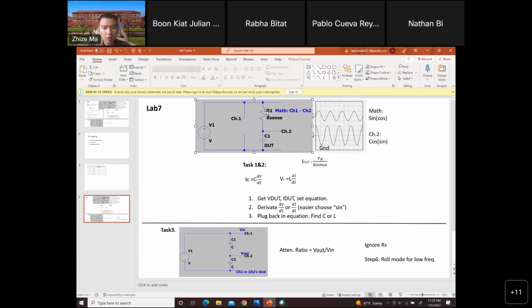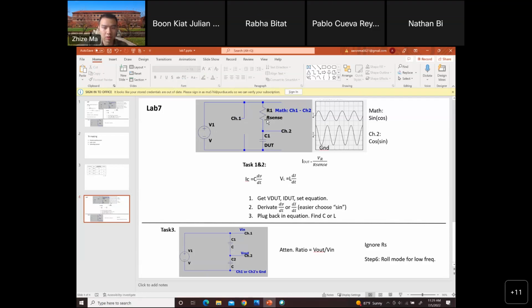Why we need the voltage across R sense is because, if you take this equation to calculate the capacitance, you need to know the current across the capacitor and also the voltage across the capacitor. The voltage is just channel 2 here. For the current across the capacitor, you want to calculate the current across the resistor. Why is that? Because the two components are in series, so the current across the resistor is the same as the current across the capacitor.